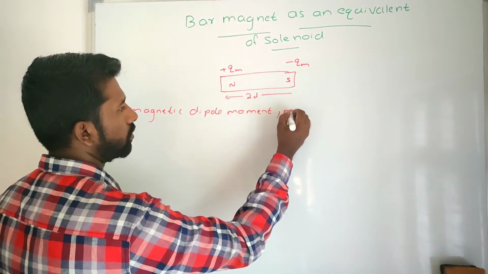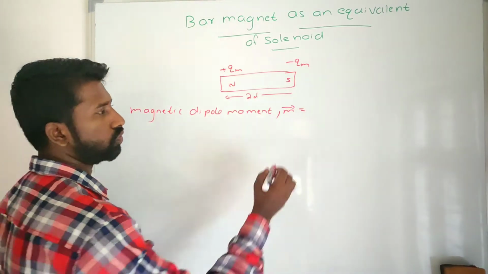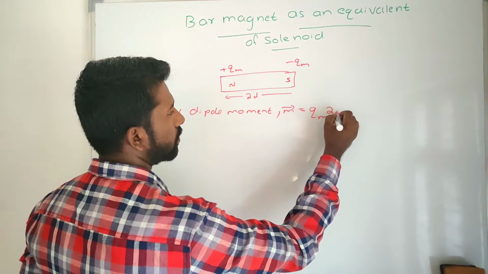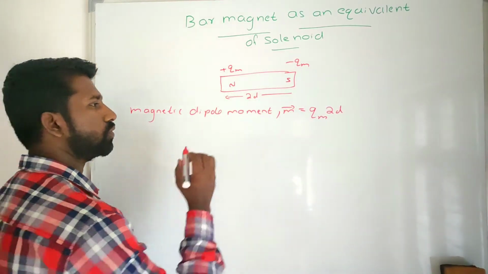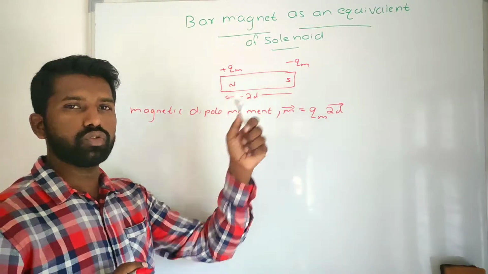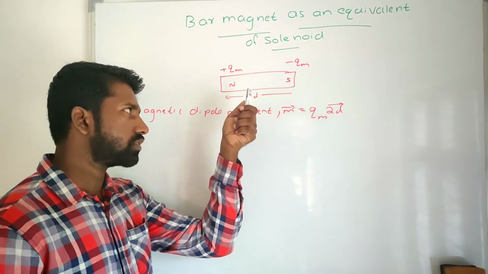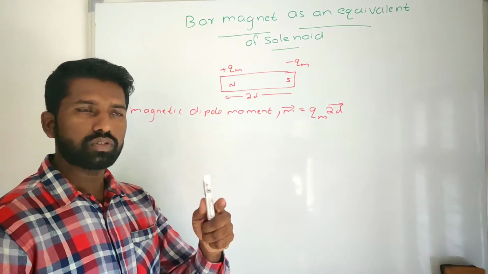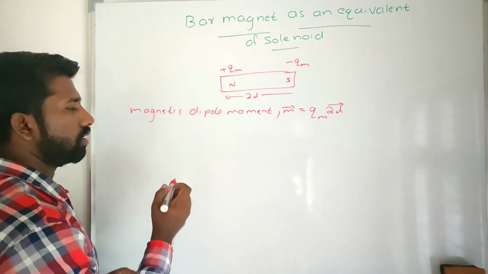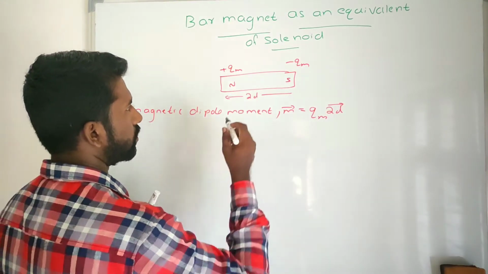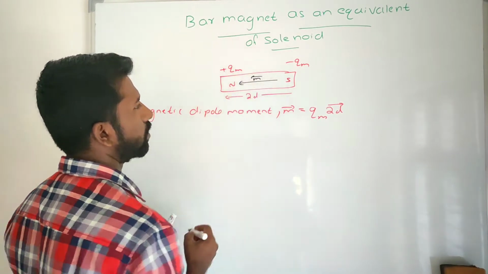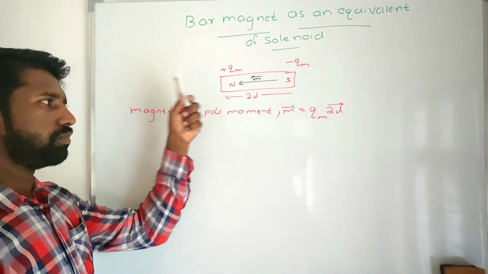Magnetic dipole moment, small letter m, is equal to the magnitude of one of the pole strengths into the distance between them, that is Qm into 2L, and the direction of m is similar to the direction of the 2L. The 2L direction is from south to north. So the magnetic dipole moment of a bar magnet is in this direction, from south to north.